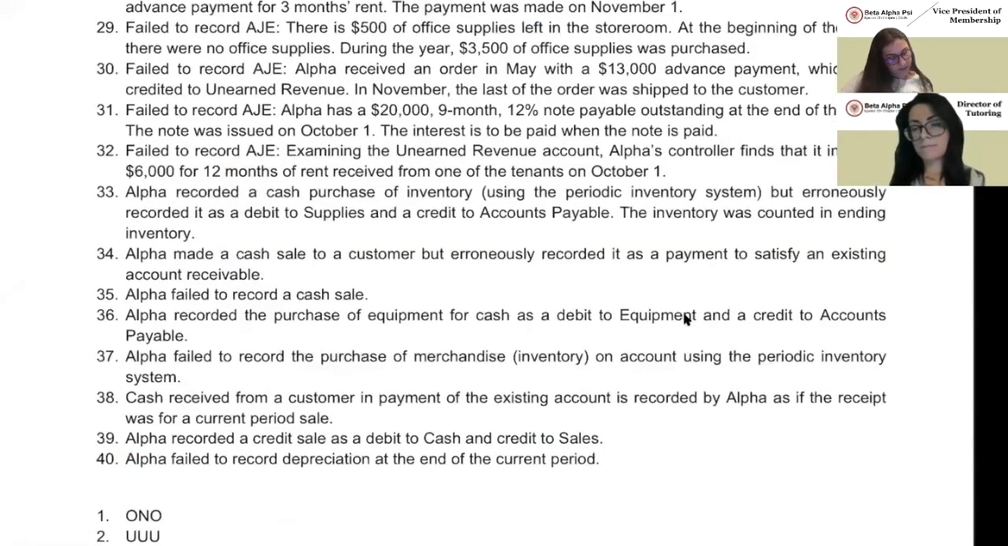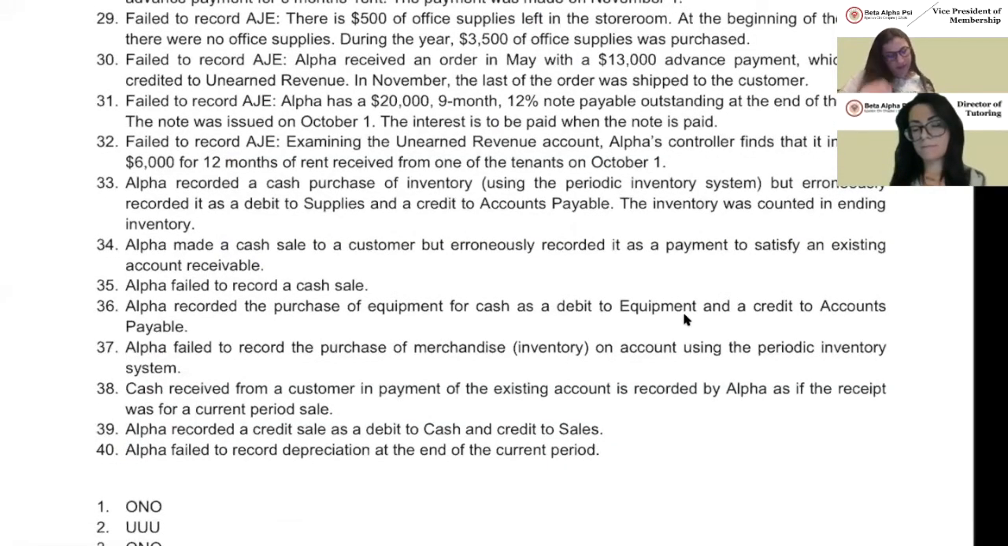All right, number 32. Failed to record adjusting journal entry. Examining the unearned revenue account, Alpha's controller finds that it includes a $6,000 for 12 months of rent received from one of the tenants on October 1st. All right, so they got $6,000 of unearned rent revenue on October 1st. So that means $500 a month for the rent.